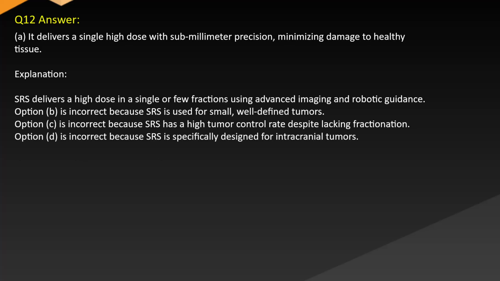Answer A. It delivers a single high dose with submillimeter precision, minimizing damage to healthy tissue. Explanation: SRS delivers a high dose in a single or few fractions using advanced imaging and robotic guidance. Option B is incorrect because SRS is used for small, well-defined tumors. Option C is incorrect because SRS has a high tumor control rate despite lacking fractionation. Option D is incorrect because SRS is specifically designed for intracranial tumors.